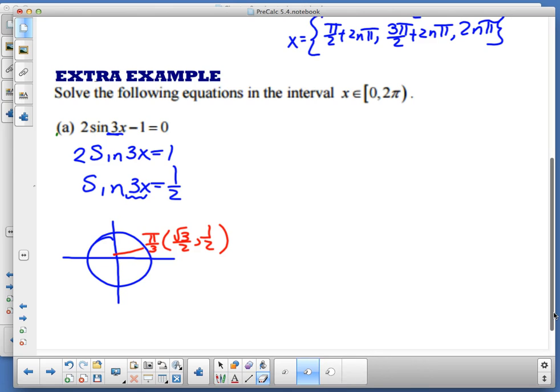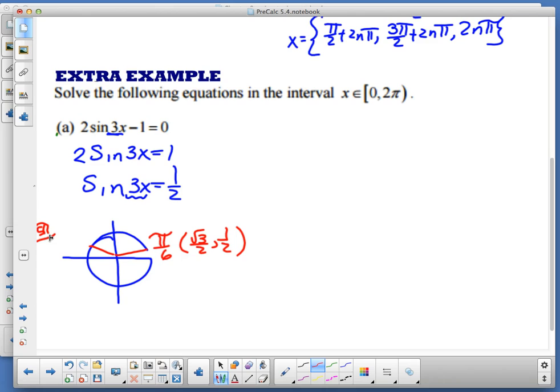I said pi over 6 and I wrote pi over 3. Someone's got some issues today. Let's fix this. So this is pi over 6 as we're going through. That's our pi over 6 and 5 pi over 6. 5 pi over 6 is negative square root of 3 over 2 and 1/2. So now, as we go through this, you want to make sure you recognize that we're looking for sine of 1/2. So I've got my pi over 6 plus 2n pi.